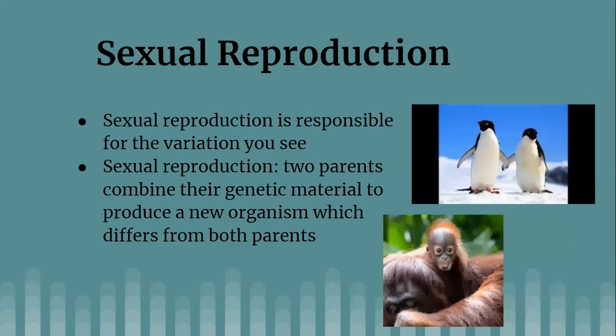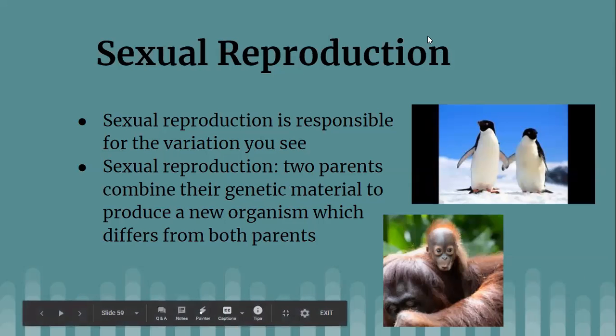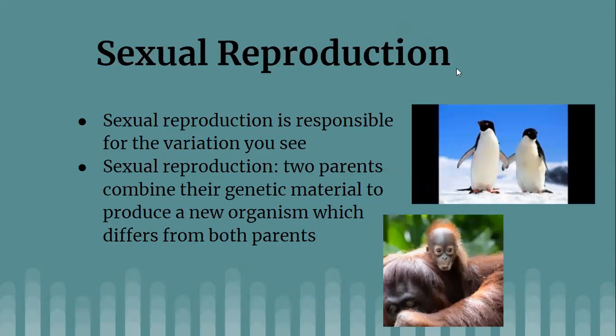Now, sexual reproduction. So consider the variety of trees, birds, fish, and plants in the world around you. So clearly many life forms are unique. When organisms reproduce sexually, their offspring display a variety of traits. Even members of the same species are not exact copies of each other. Sexual reproduction is responsible for the variety of life you see. In sexual reproduction, two parents combine their genetic materials to produce a new organism, which differs from both parents. Sexual reproduction involves an egg and a sperm cell joining to form a new cell in a process called fertilization.